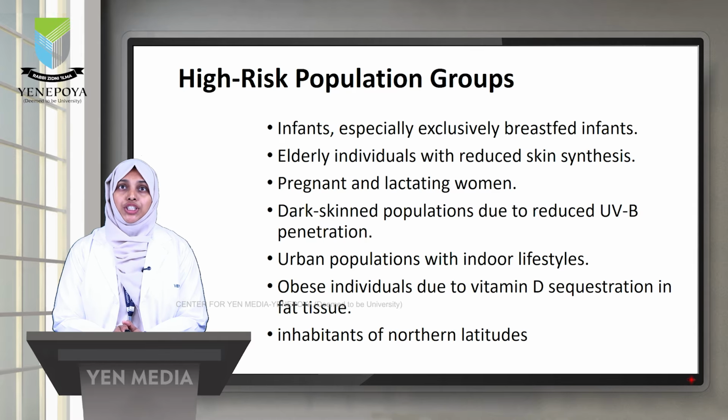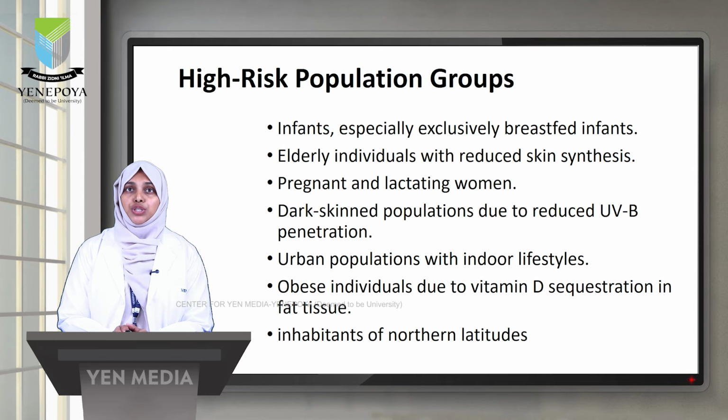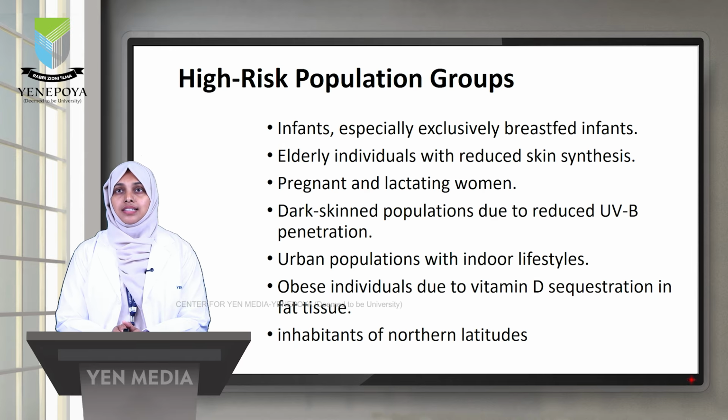High risk population groups: infants, especially exclusively breastfed infants, then elderly individuals with reduced skin synthesis, then pregnant and lactating women, dark skinned population due to the reduced UVB penetration, then urban population with indoor lifestyles, obese individuals due to vitamin D sequestration in fat tissue, and high risk population also include inhabitants of the northern latitudes.